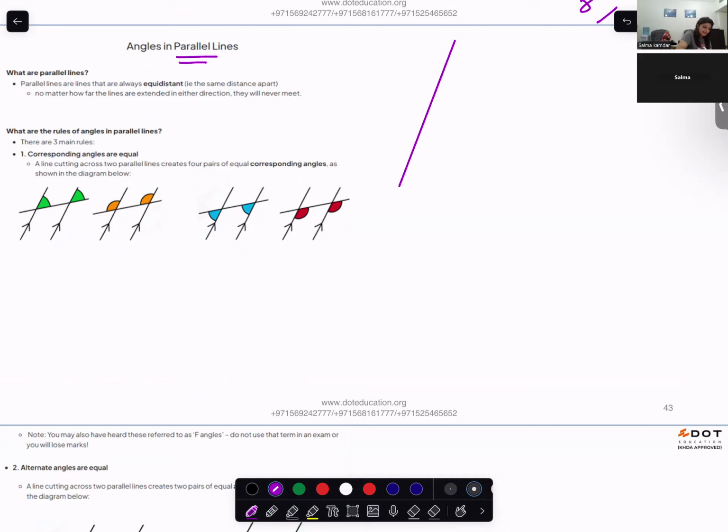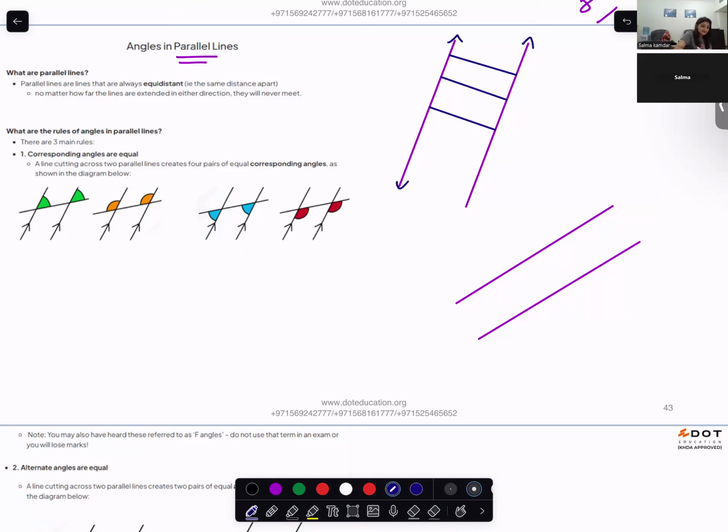It could be lines like this, or it could be lines like this. And these two lines are equidistant from each other. That means the distance between the two lines will remain the same always. Same distance apart, and they keep on extending. And however much they extend, they will never meet each other. If they meet each other, they will not be parallel lines. So what is important to understand is what parallel lines are.